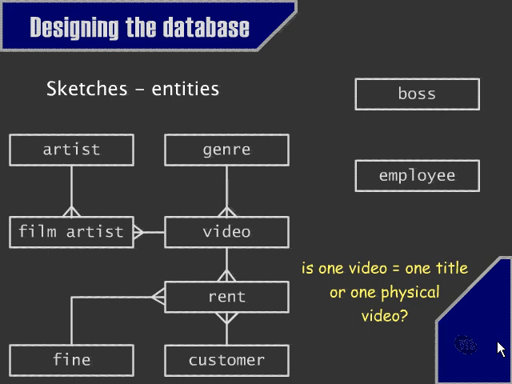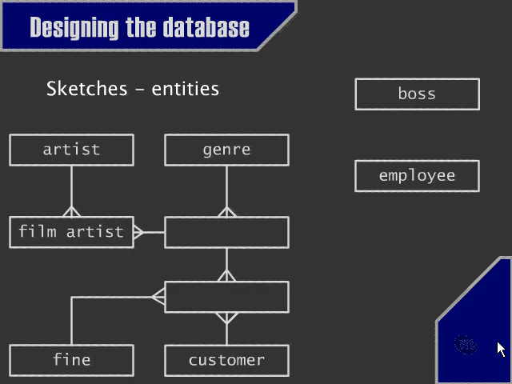However, the problem then is that each of the videos will presumably have a single code. So if one of the videos goes missing, we have no way of telling which one it was or where we should go to look for it. A better way would be to remove the video entity altogether and the rents entity, and to replace those with a film entity and a copy entity.